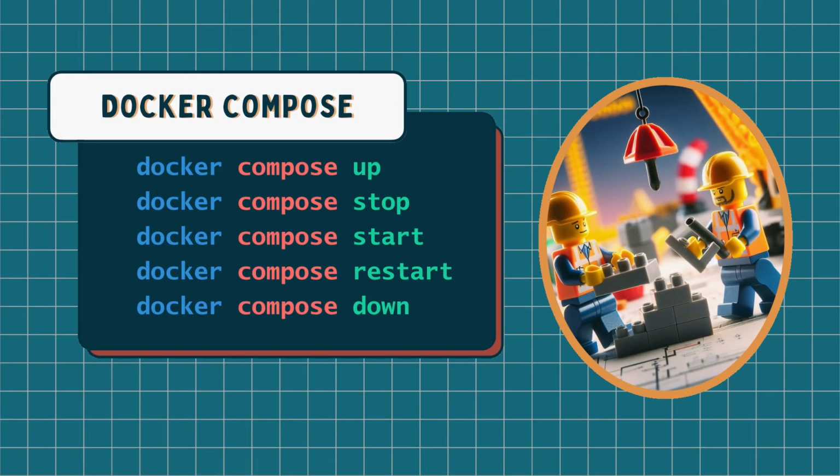Once you have specified your Docker Compose file, starting it up is easy. To start, just type docker compose up to create and start the containers. If you want to stop the services, docker compose stop. Then docker compose start to start the containers again. Use restart if the containers are having issues, and then docker compose down will remove the containers.